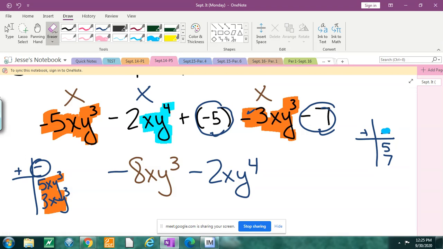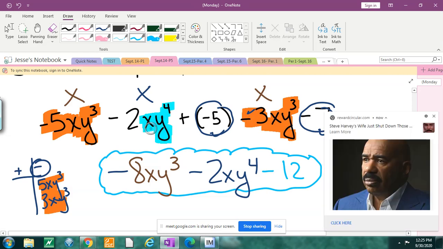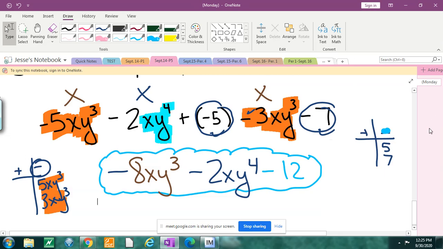So it's negative 12, and that is your answer. Bam. Okay? So far, so good? That's going to be on your quiz. Pretty easy. Combine like terms again: you look for the same variables, xy cubed, and then do the T-chart. The xy to the fourth has nothing, so leave it alone, and then you could do the constant.